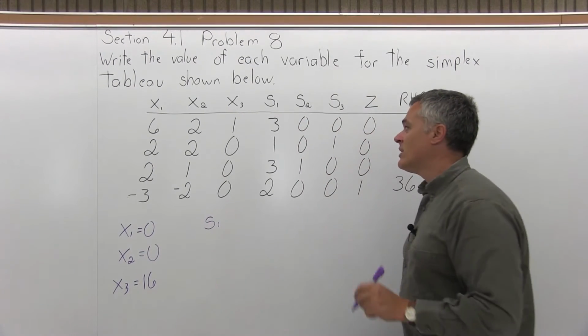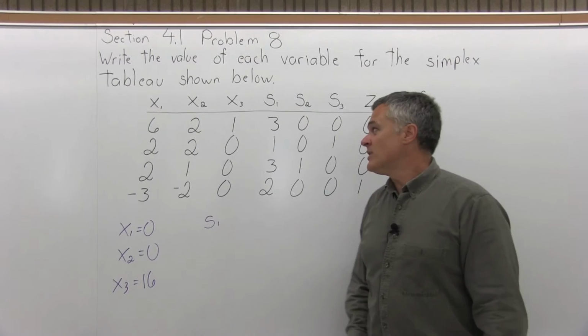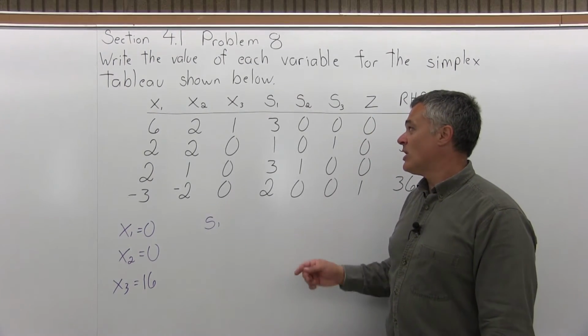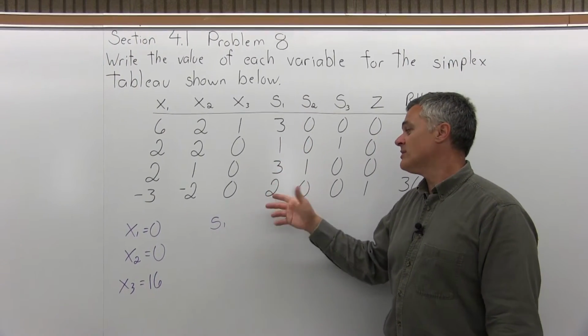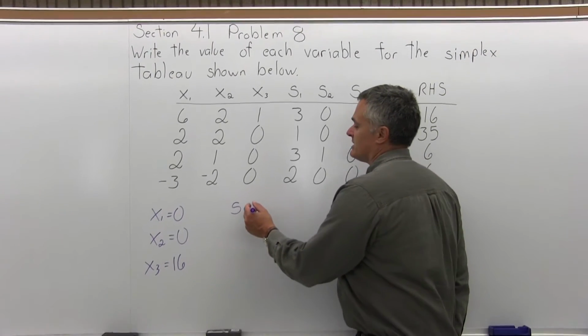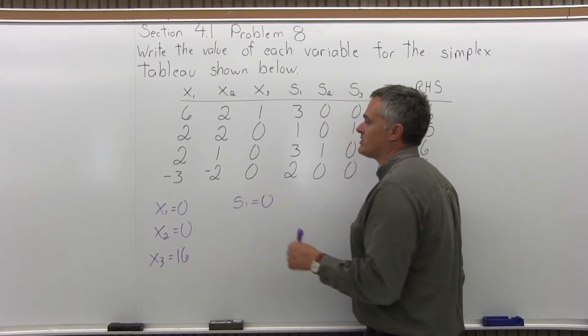S1, the first slack variable, does not have a special column of all zeros and a single one. In the S1 column, you have 3, 1, 3, 2. So the value of S1 is just 0. It doesn't have a special column.